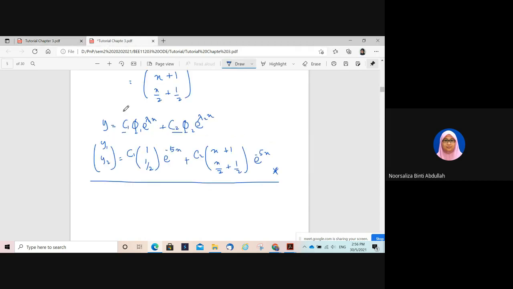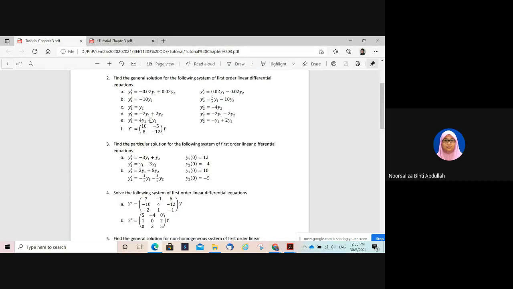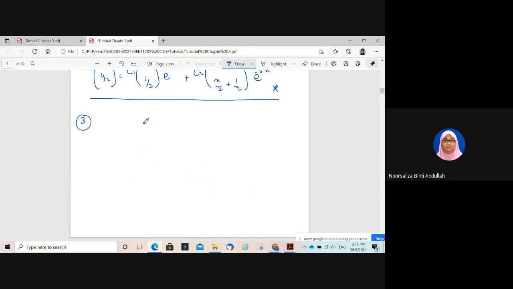So number 3, soalannya: y1 prime equals to minus 3 y1 plus y2, and y2 prime is y1 minus 3 y2, and the initial condition given here is y1 0 equals to 12 and y2 0 equals to minus 4.